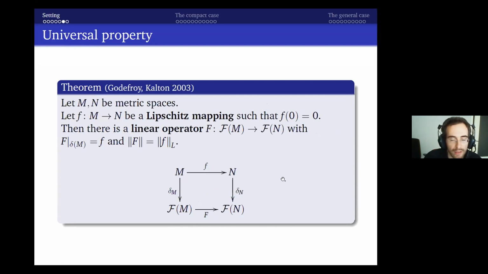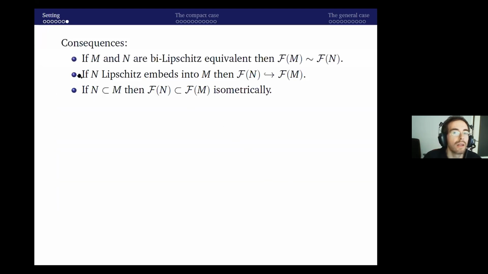If M and N are chosen to be Banach spaces, then we get a linear operator between the corresponding free spaces whenever we have a Lipschitz mapping between them. And it follows from these two properties that when we have two bi-Lipschitz equivalent metric spaces, then their free spaces are isomorphic. If one space Lipschitz embeds into another one, then we have an isomorphic embedding of free spaces. And in fact, when this embedding is isometric, then the free space over a subset is just a subspace of the free space over the whole space.